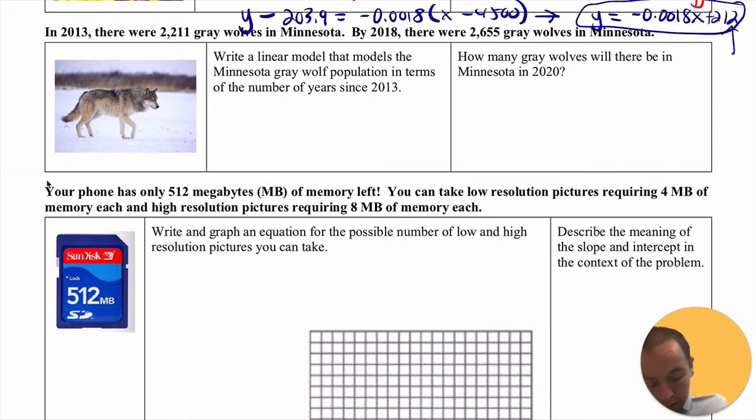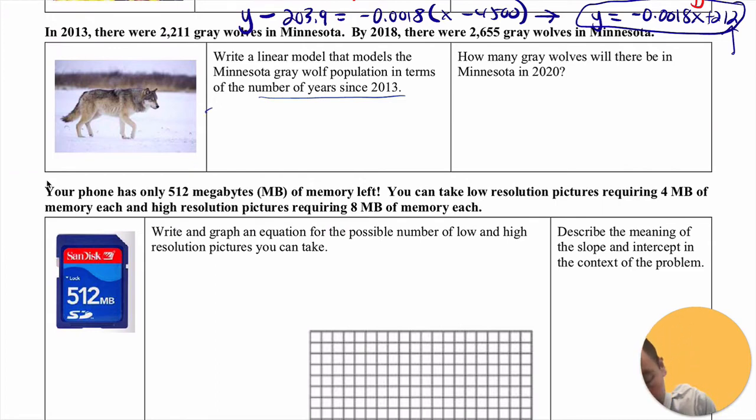Here we've got a wolf population. In 2013 they were 2211, and then in 2018 they were 2655 gray wolves. Write a linear model that models the Minnesota gray wolf population in terms of the number of years since 2013. Because we want to use the number of years since 2013, we don't want to use the years themselves, and you'll see what I mean by that in just a little bit.